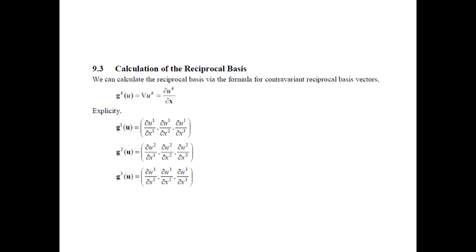Let's now calculate the reciprocal basis. Remember, in that case, we use superscripts. So g^k of u is grad u^k, which is ∂u^k/∂x. So g1 of u will be ∂u1/∂x1, ∂u1/∂x2, ∂u1/∂x3. For g2 of u, just swap u1 for u2: ∂u2/∂x1, ∂u2/∂x2, and ∂u2/∂x3. There is a similar expression for g3 of u.